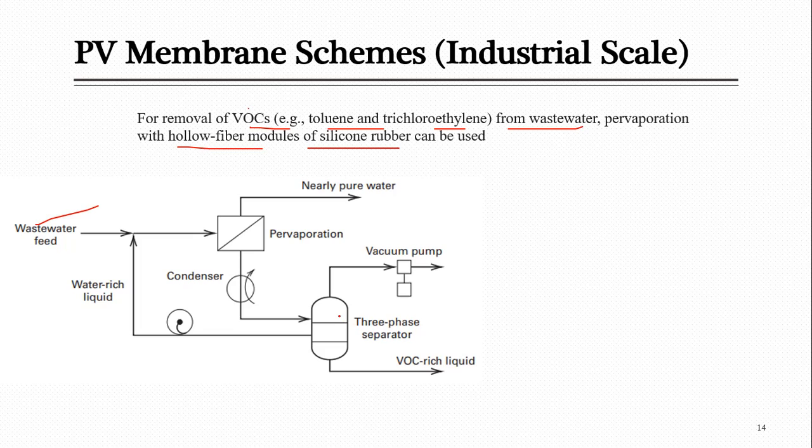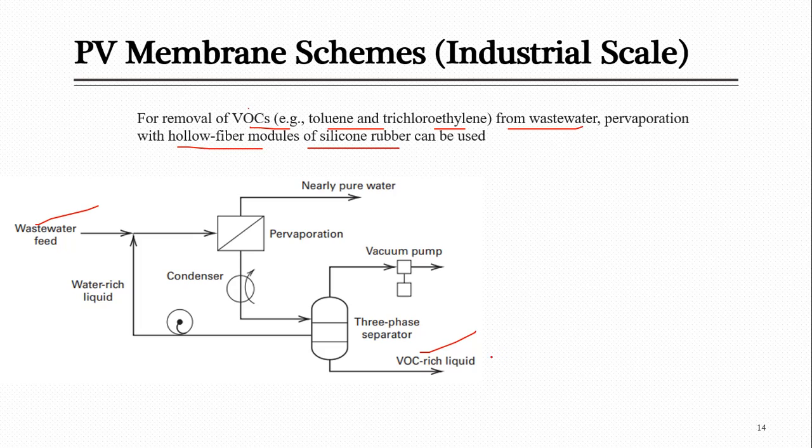Three-phase separators are those separators in which there is one vapor phase and two liquid phases. Among those two liquid phases, one is organic chemical rich, most of it volatile, while the other is a water-rich liquid. The water-rich liquid also contains some amount of volatile organic chemicals, so it is sent back to the feed, to avoid the loss of water, passes through the membrane again and gets separated, while the separated organic chemicals are removed from here.